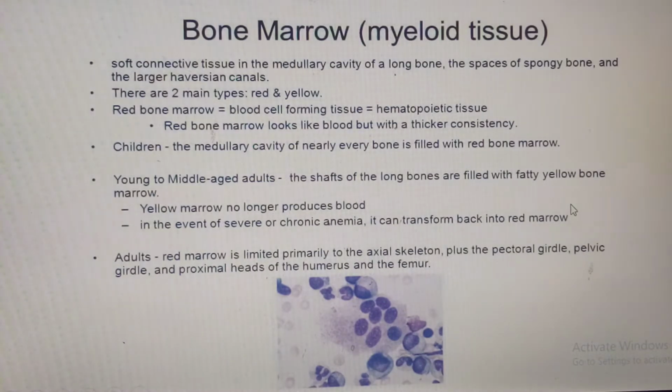Meanwhile, in severe cases of anemia, studies have shown that this yellow bone marrow could be reverted into red bone marrow to support hematopoiesis. That would be a compensatory mechanism that the body will adopt in trying to circumvent that kind of anemic condition. So that is what we have to know. That is showing you the bone marrow, the red bone marrow.